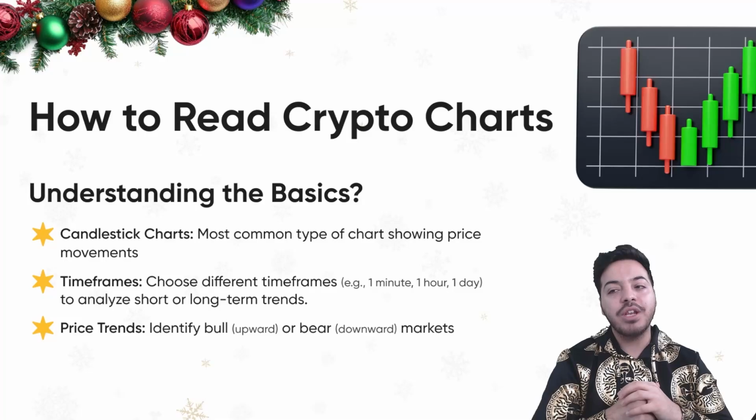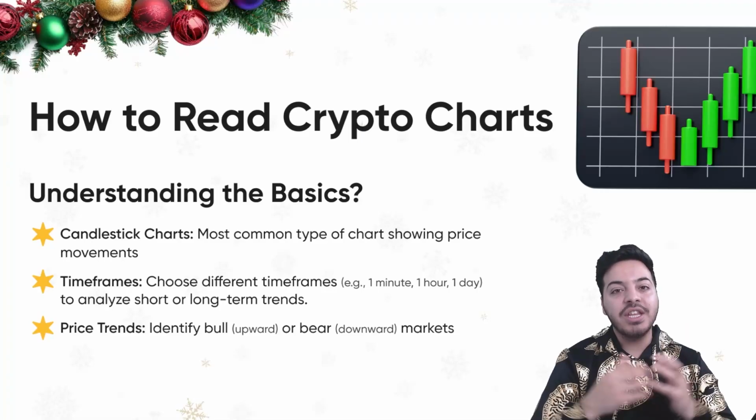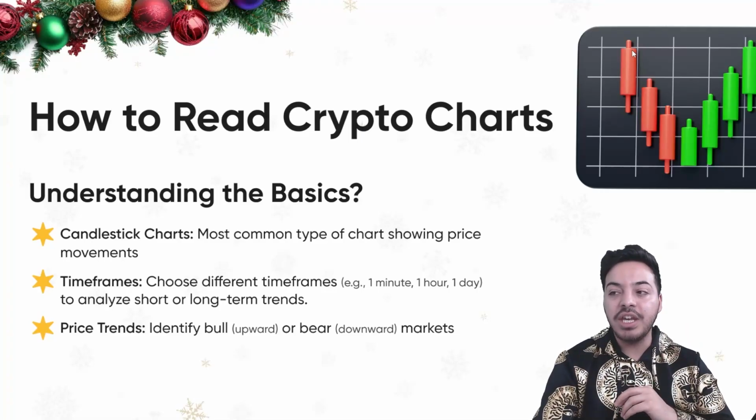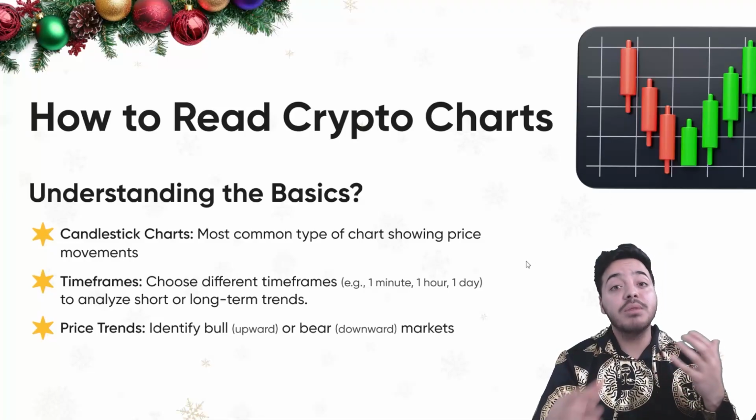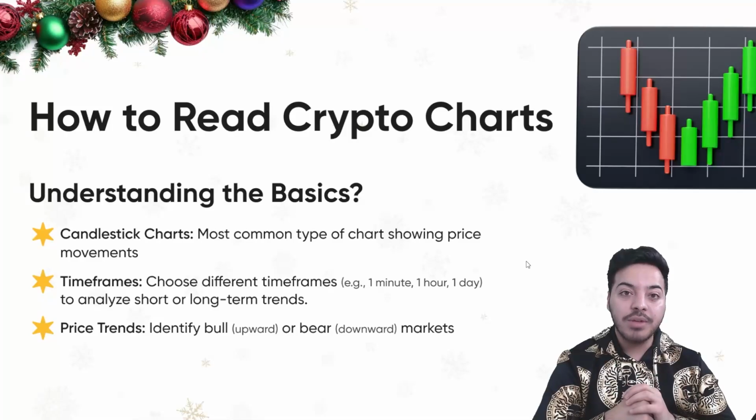How can we read crypto charts? Basically, it's very important to understand the basics. The first thing is the candlestick charts. As you can see here, we have the candlestick. We have the red and we have the green, because this is the most common type of chart showing the price movements. And apart from that, we have time frames.